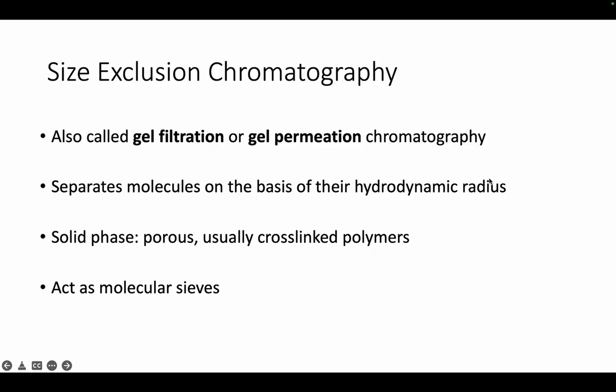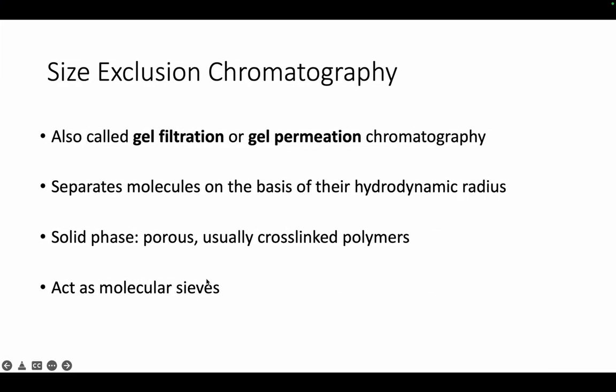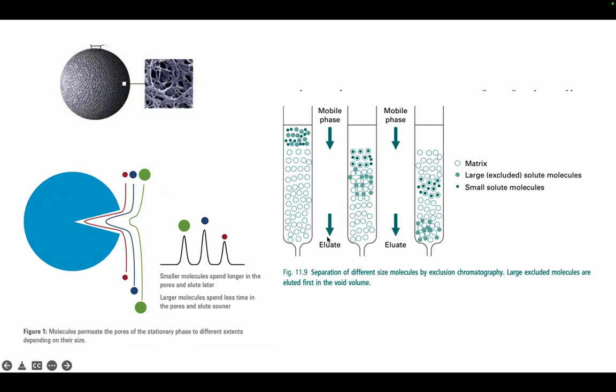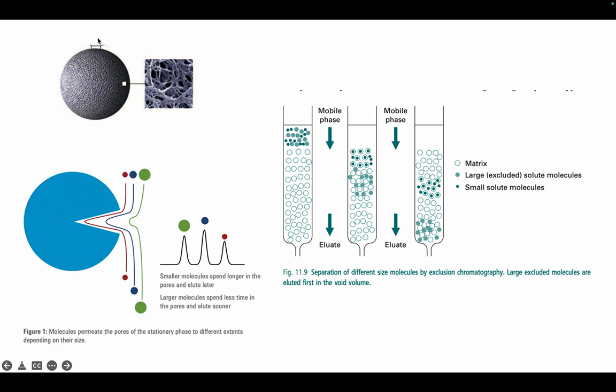And this is done by passing the molecule through a solid phase which is porous, which is basically acting like a sieve to separate the molecules on the basis of their size. That's because it has pores and is usually made up of cross-linked polymers. So the solid phase will be made up of beads like this. And if we zoom in on the bead, then we can see all the pores which are present over here.